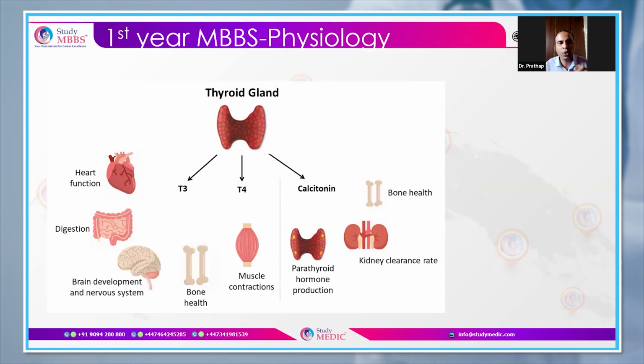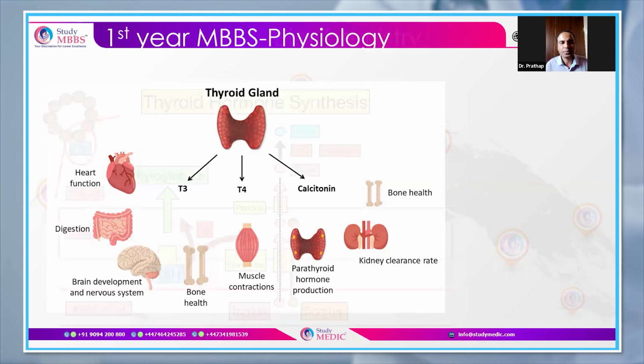Calcium is required for two important tissues in the body. One, nervous tissue, for the normal functioning of the neuron. Number two, muscle. For normal nerve-muscle contraction, muscular activity, calcium is required. This is what you have to study when the thyroid gland is taught to you.